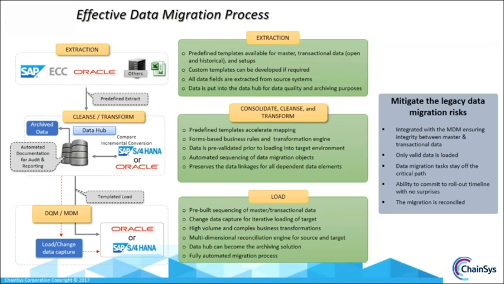We also have automatic sequencing of data migration objects. Obviously, the item master's got to be loaded before routing to bill of materials. And then it preserves data linkages for all dependent data elements. And once we've got our data cleaned, then we actually do the load. And again, this is a templated load. So we've got pre-built sequencing of the master and transaction data. And you can do a load and you can do another load, but you also have the ability of doing incremental loads. We do a change data capture, so you can do iterative loading of that target system. So you can do your initial load and then follow that by incremental loads.